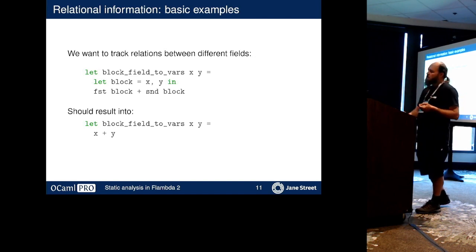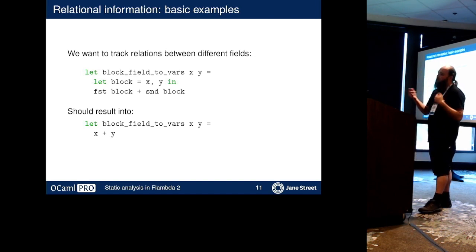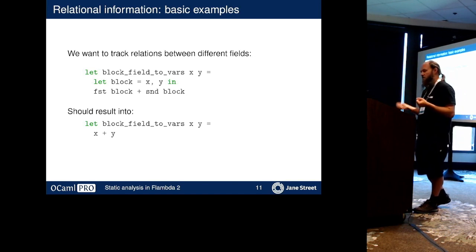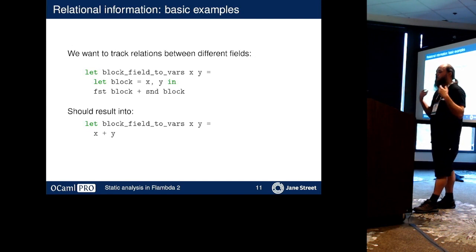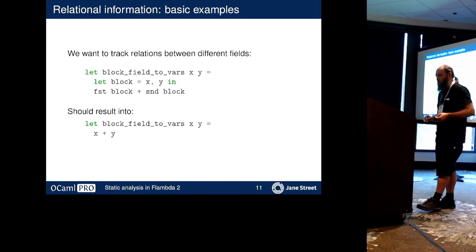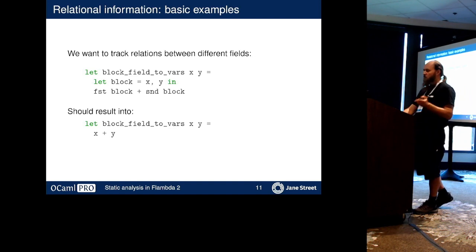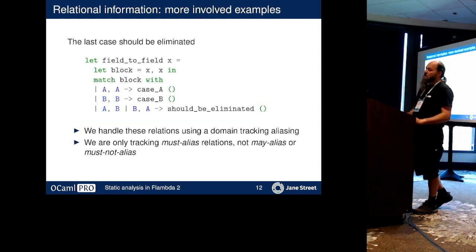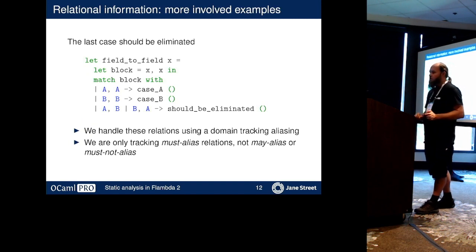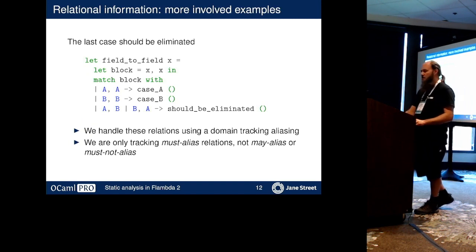That's easy to optimize into something like that, because we could find that the alias that x is the first field of block, y is the second field. We can remove the access to the block. Then by removing the access to the block, we don't need the block anymore. We can remove the allocation. Can just do that.